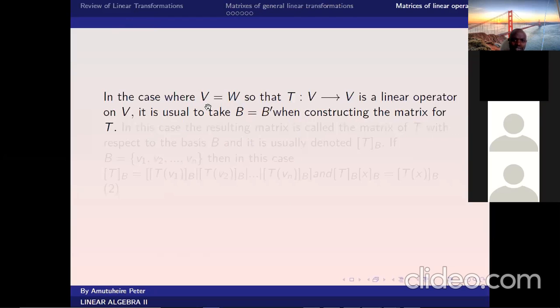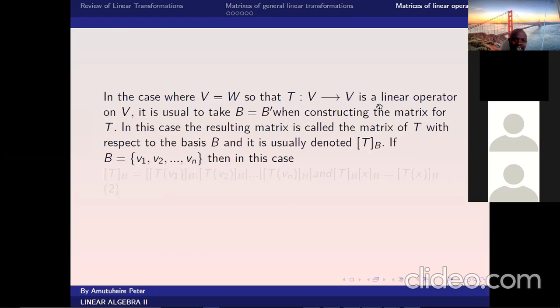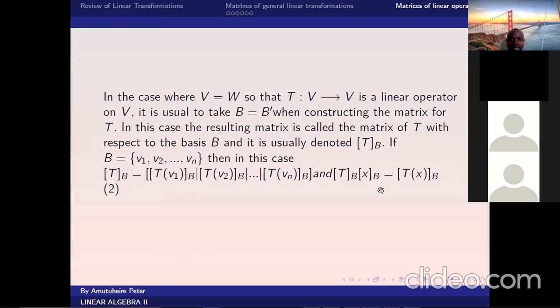In the case where V is W, so that T maps V to V, we get a linear operator, and if it is a linear operator, then the basis is the same. So we have only one basis because we are in the same vector space. If that is the case, then we have only T_B instead of T_BB'. It will give us the matrix that we are interested in, and that is equation 2. Okay, so that is the matrix of a general linear transformation.